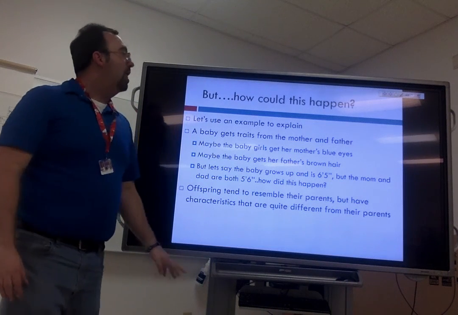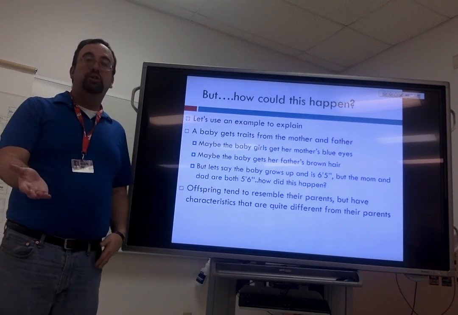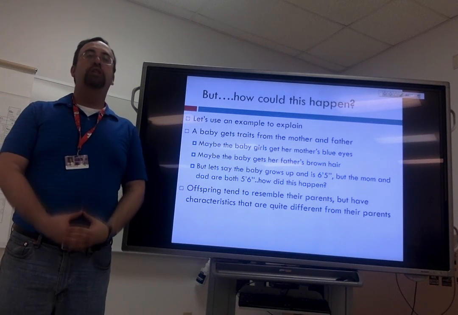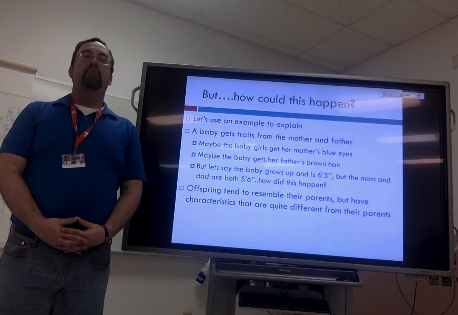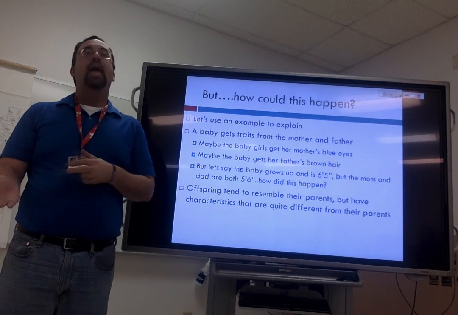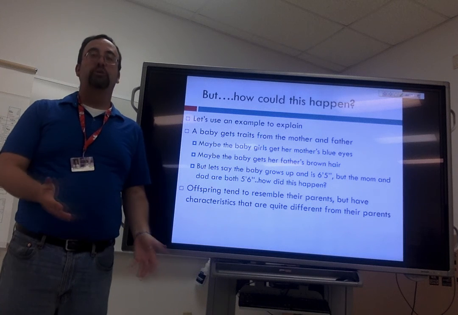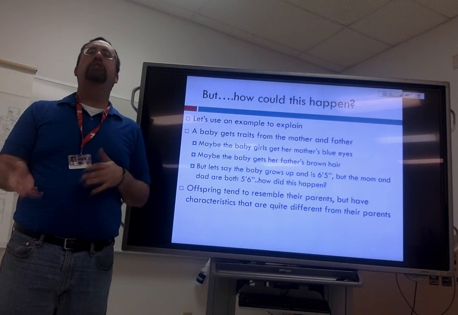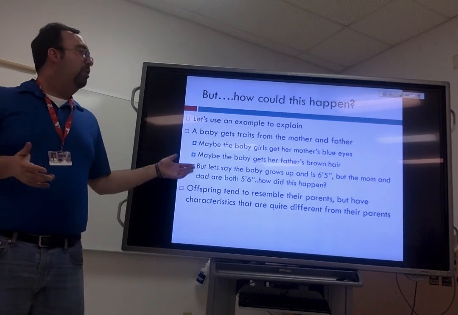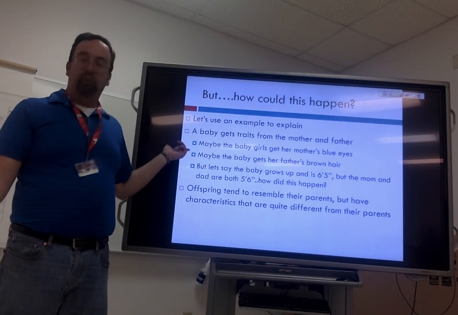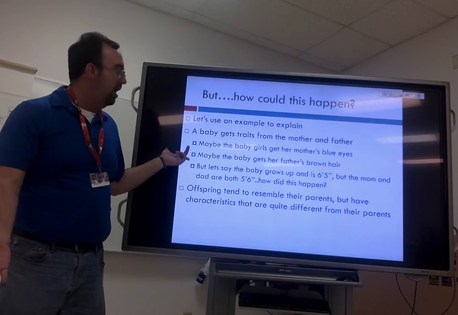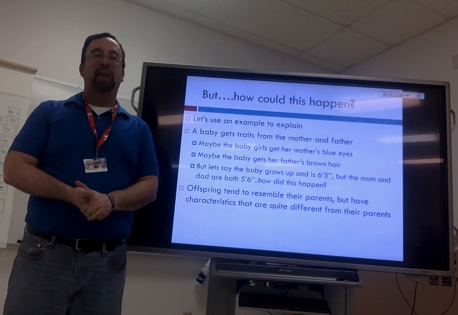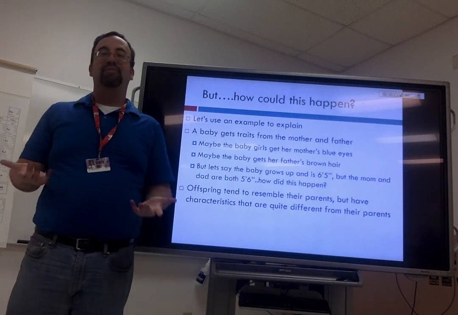All right. How could this happen? Let's use an example to help figure this out. If you remember our discussion on genetics, remember that a baby will inherit some of its traits from its father and some of its traits from its mother. And so think about yourself and remember that you share some traits with your dad and you share some traits with your mom. And so maybe the baby girl gets her mother's blue eyes, maybe the baby gets her father's brown hair. But what happens, for example, if the baby grows up to be 6.5 feet tall, but mom and dad are both 5'6" only?